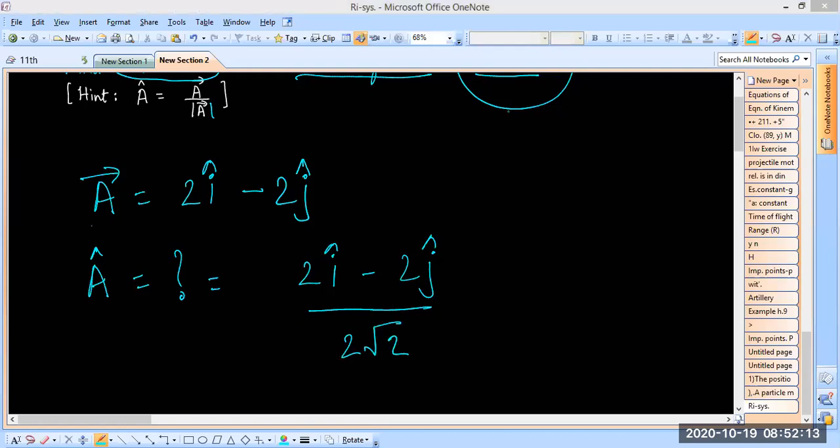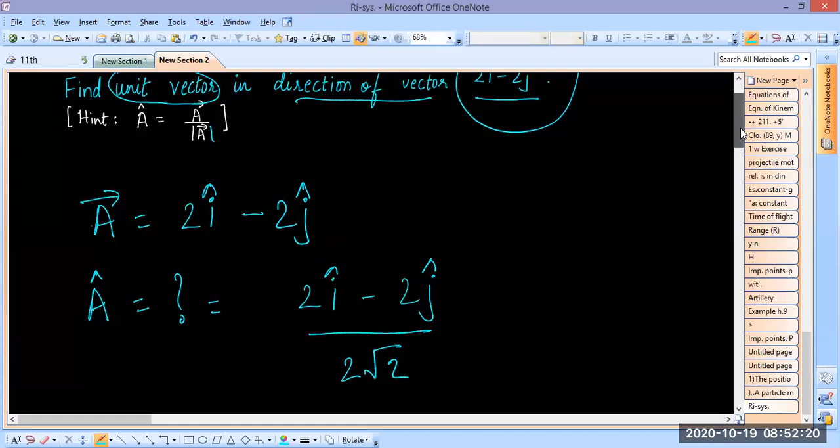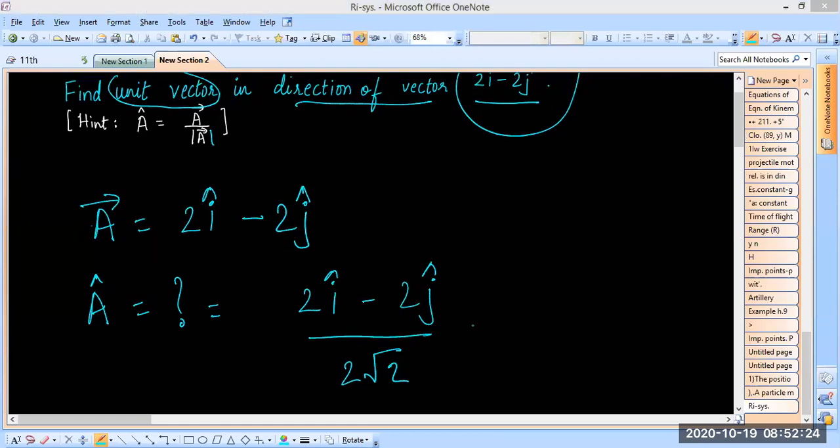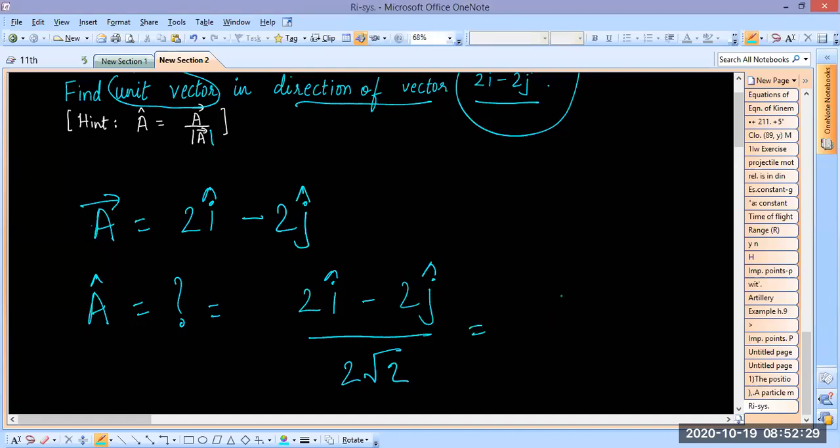Magnitude of this vector is 2 root 2, isn't it? Clear? Magnitude of this vector is 2 root 2. So your final answer is 2 comma cancelled.